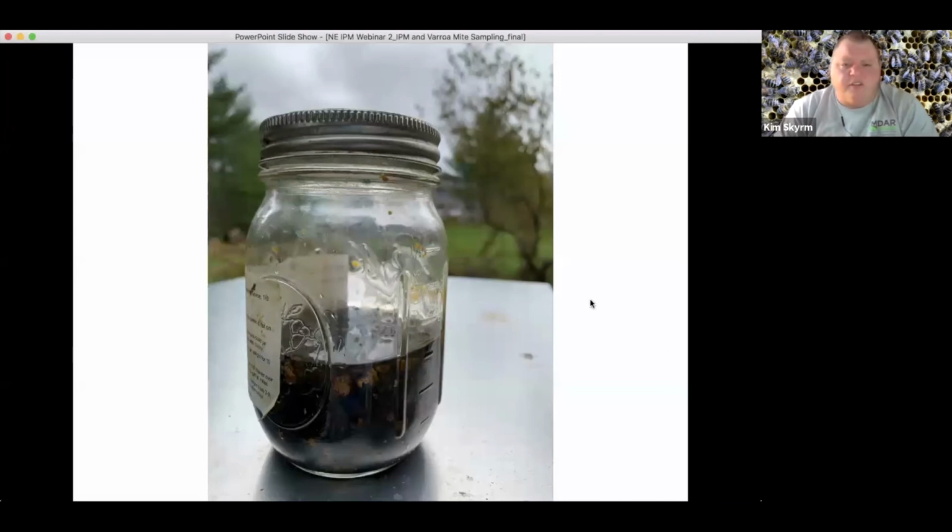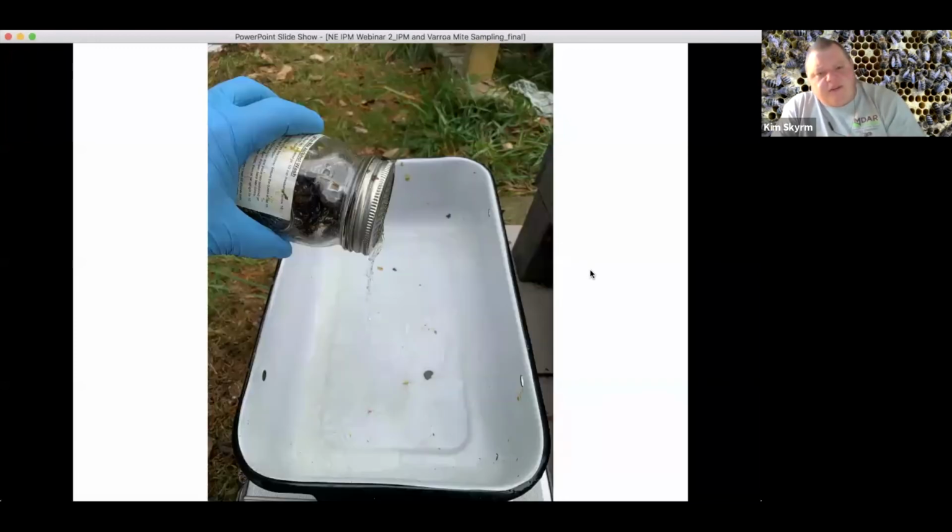So if we go to the next slide, once you've done that, you're at the end of the apiary, you want to go through these samples. You basically would take the solid lid off the jar. This would leave you with the screen lid, and you want to sieve that through. So this would be the point where you want to use that wash bin again. You want to pour out all the liquid that you can.